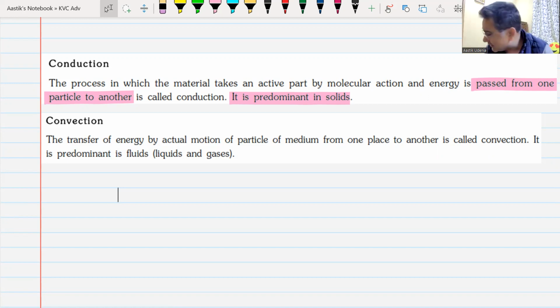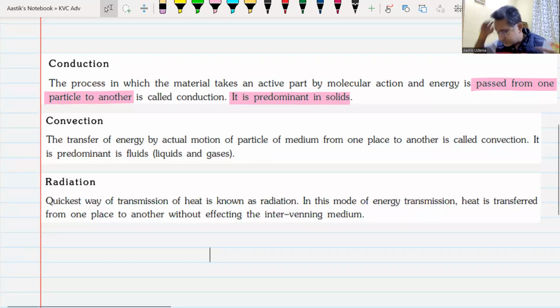It takes place basically in liquids and gases. Convection also takes place in solids, but it is very minimal. So you don't actually take it as a mode of heat transfer in solids, but it is the mode of heat transfer that takes place in liquids and gases. Then the third mode of heat transfer is known as radiation. Now, this radiation is the mode of heat transfer which is the quickest, because heat travels in the form of radiation.